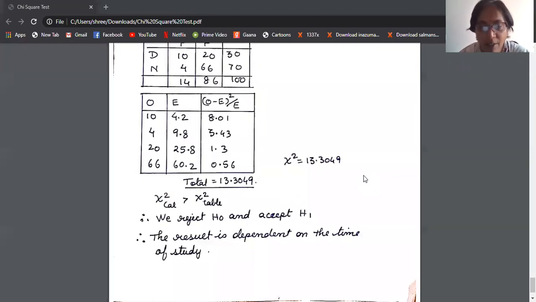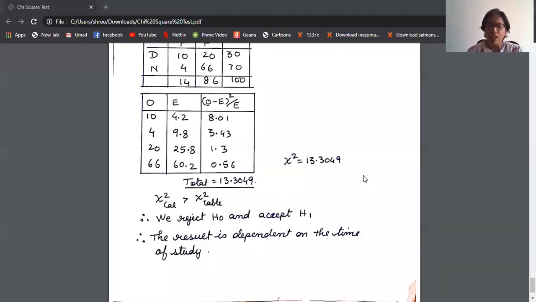Sangeeta, I'll repeat again. If the table values are not given, you will just write down: compare 13.33 with the table value. If 13.33 is less than the table value, we accept H0. If 13.33 is greater than the table value, we reject H0 and accept H1.